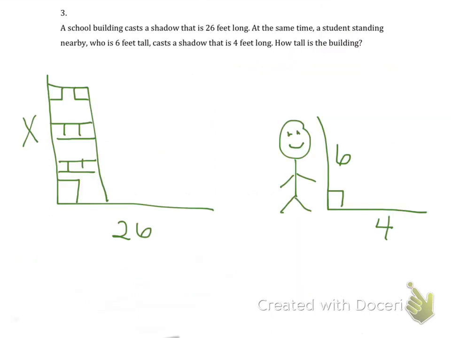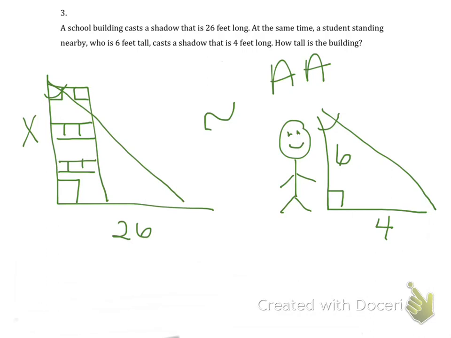All right, this last problem: a school building casts a shadow that's 26 feet long, and at the same time a student standing nearby who is 6 feet tall casts a shadow that's 4 feet long. How tall is the building? So again, this is a sunshine problem. The angle of the sun is the top angle. That's the same in both. The building's at a right angle, the person's at a right angle. So that gives me the sun angle and the right angle as two angles. So you can say that these triangles are similar because of AA.